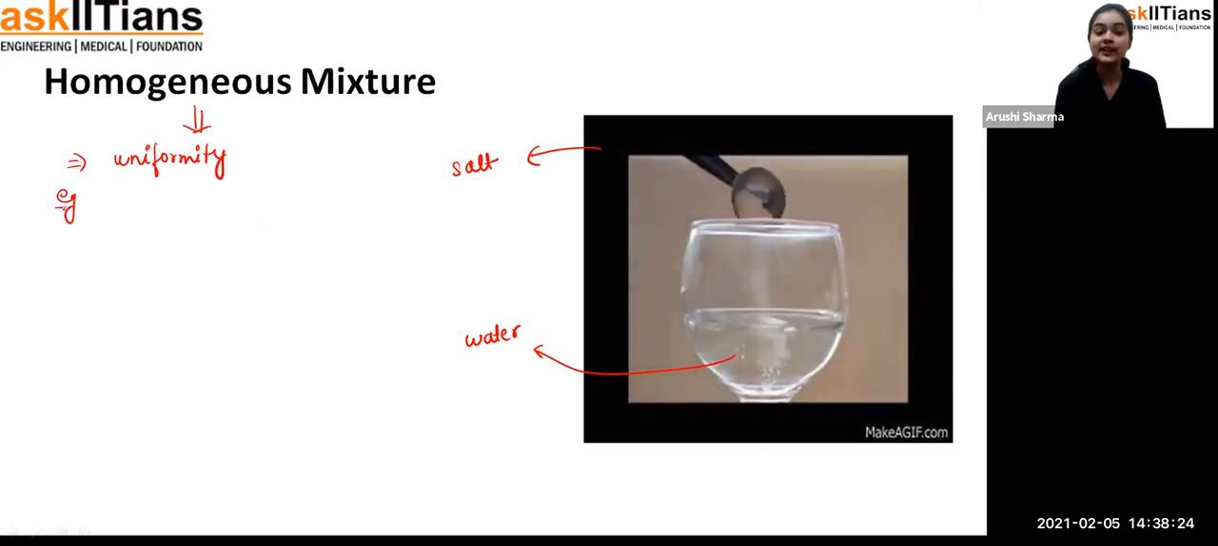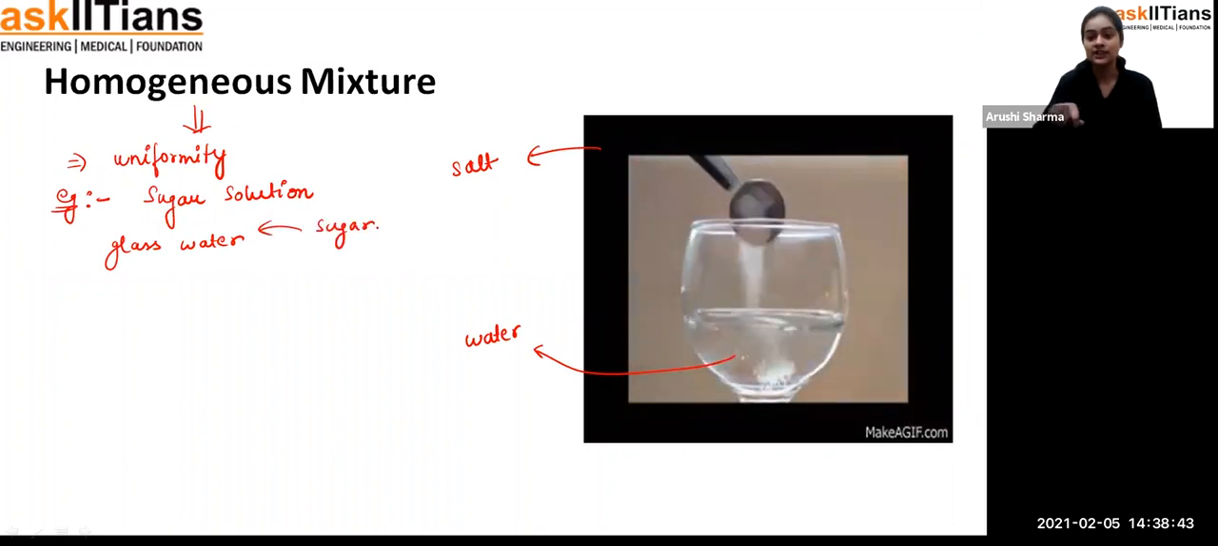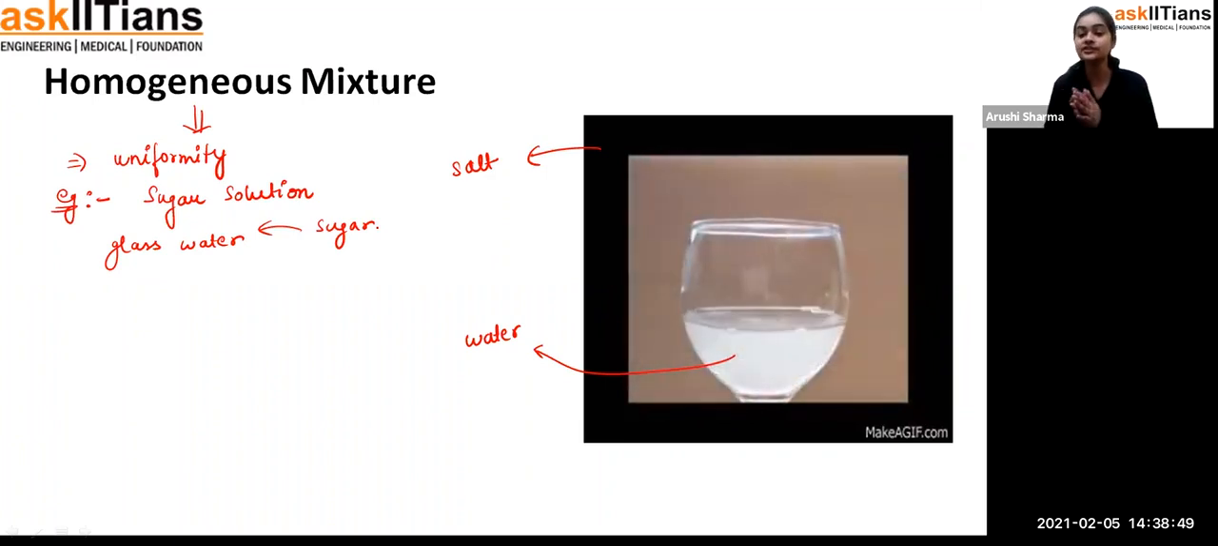But if we take the example of any other homogeneous mixture, for example, sugar solution. Again, students, in a sugar solution, you have one glass of water, and in that you add sugar. After dissolving the sugar, what happens? The sugar is completely soluble in the water, and you will not be able to tell whether sugar or salt is present.